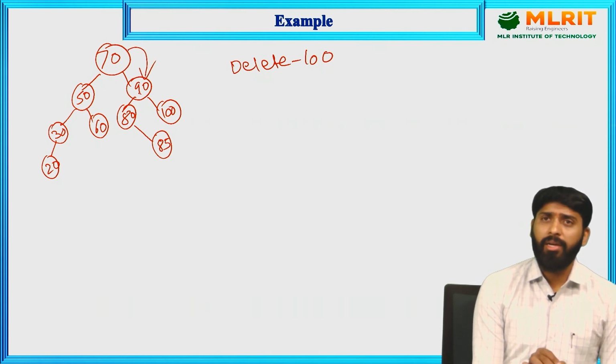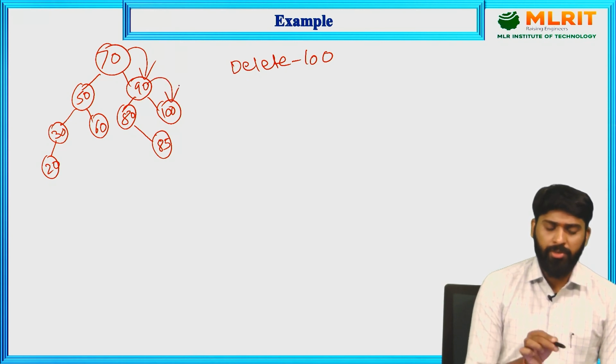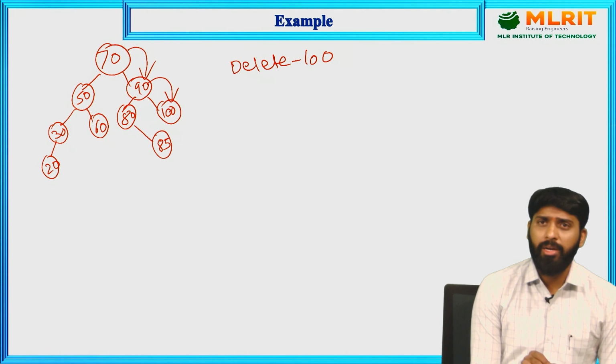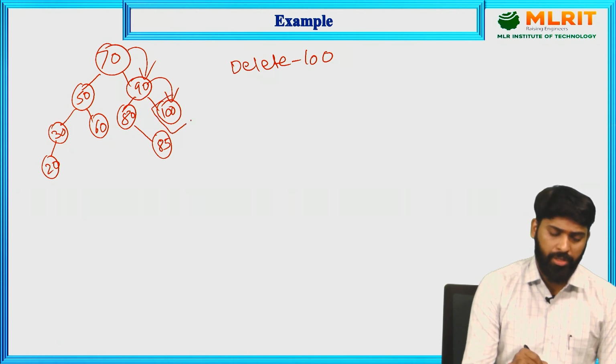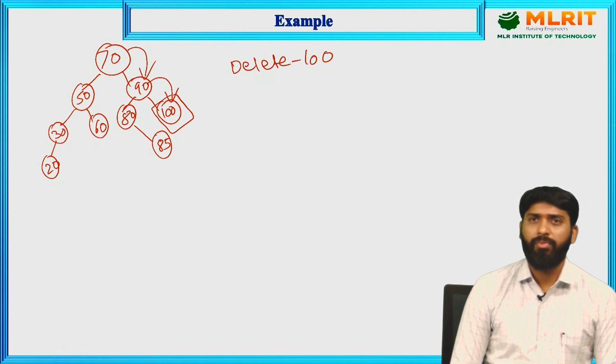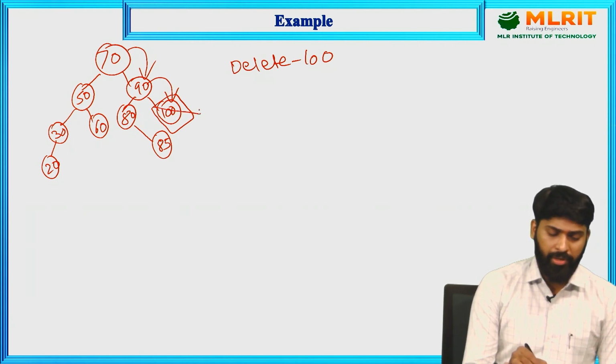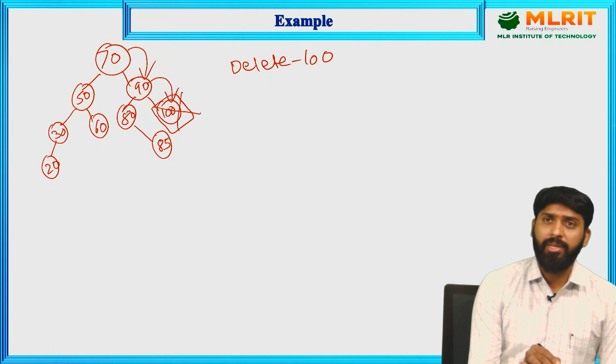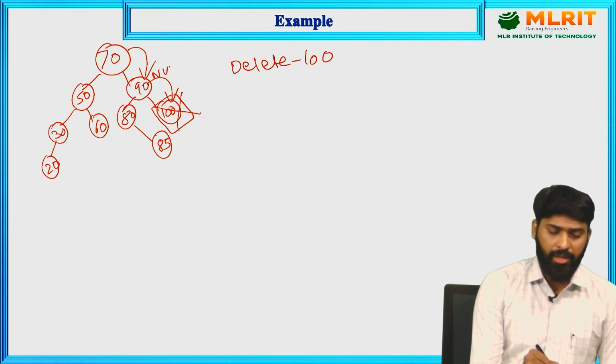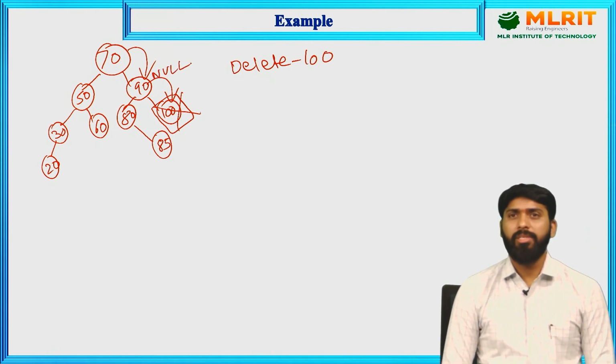Is 100 less than 90? No. Is 100 greater than 90? Yes. So traverse to the right side. Is 100 less than 100? No. Is 100 greater than 100? No. That means the node is found. So 100 found. Now if we delete this, we make 90's right child null. Okay, so deletion is over.